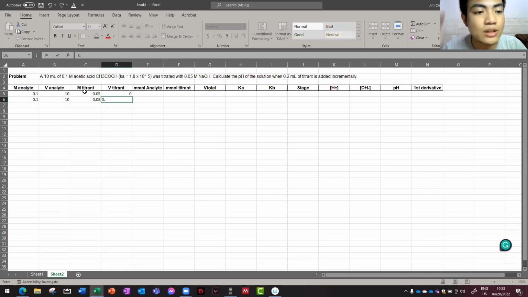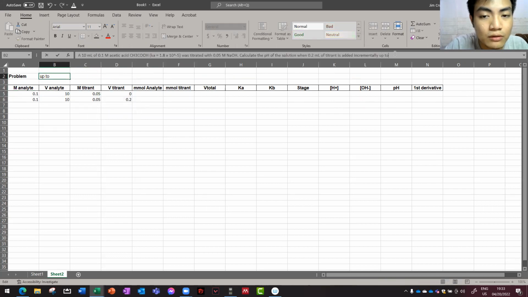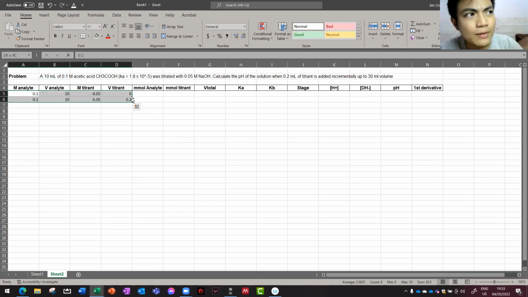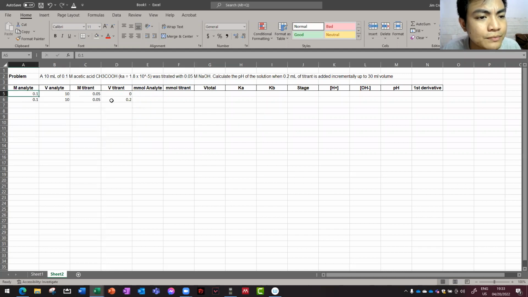Okay, so I changed the increments to 0.2. And since I want it up to 30 ml volume, all I have to do is drag this and highlight them. Whenever I'm highlighting multiple cells, I press the shift button. Press shift and you will highlight multiple cells. You have to drag this until the volume of titrant is 30.